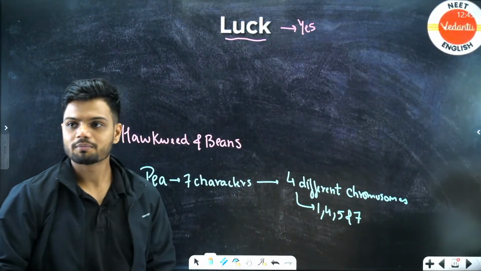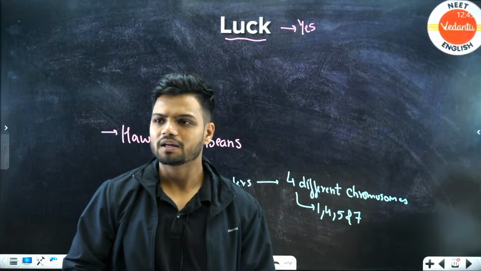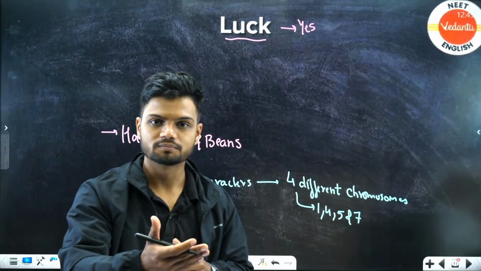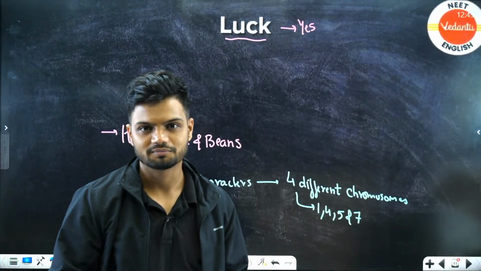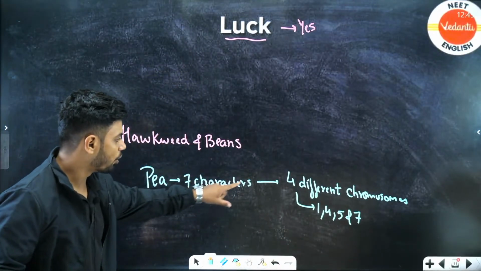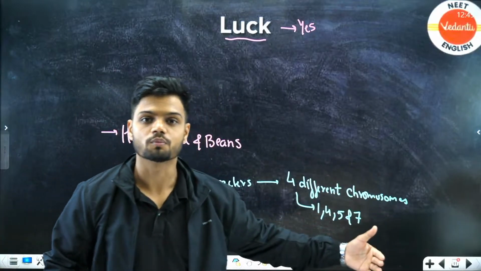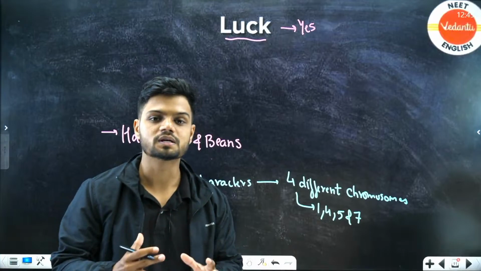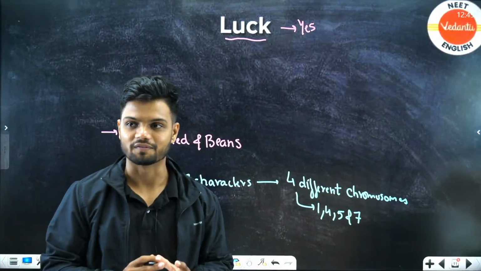Now imagine if he ended up taking hawkweed, but the chromosomes are not very far. No same result. Now since he took pea plant and all the different characters are there in 4 different chromosomes, he could observe the crossing over, he could observe the variations and everything.